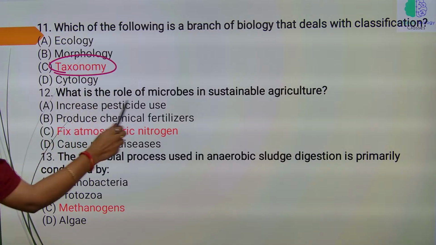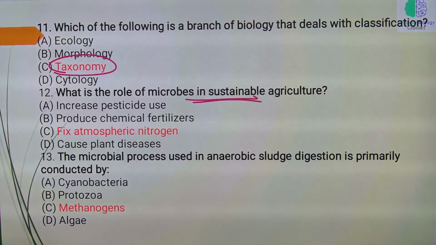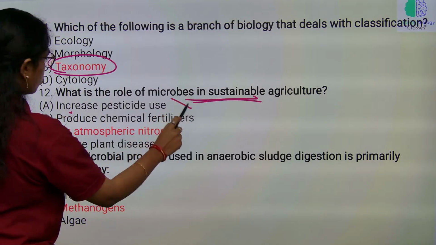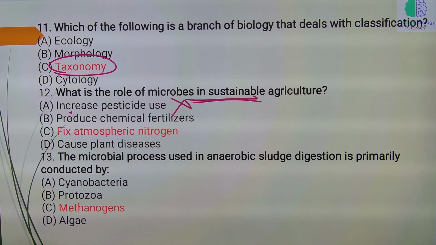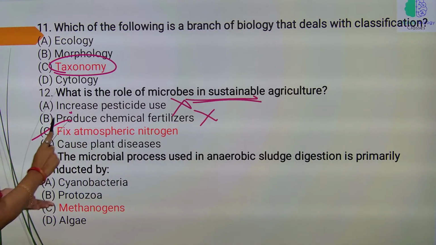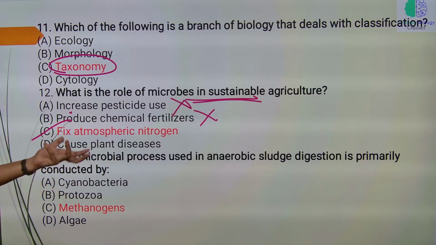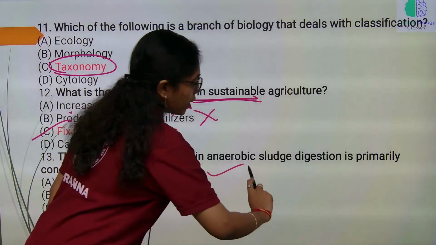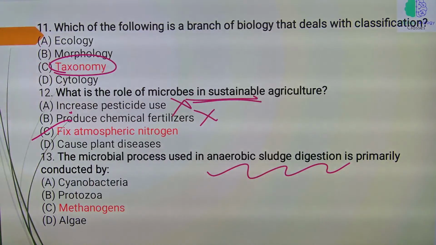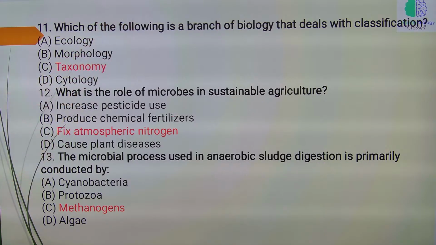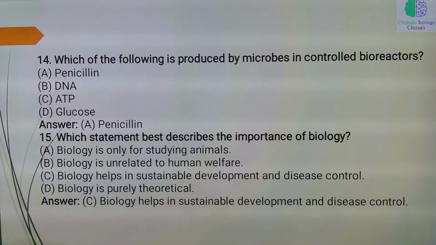What is the role of microbes in sustainable agriculture? Is it to increase the pesticide use? No. Is it to produce chemical fertilizers? No. This is to fix the atmospheric nitrogen, and this causes plant diseases. Next question, the microbial process used in anaerobic sludge digestion is primarily conducted by, of course, methanogens. In previous year questions also, ma'am, 2 to 3 times the questions appeared on methanogens itself, okay.